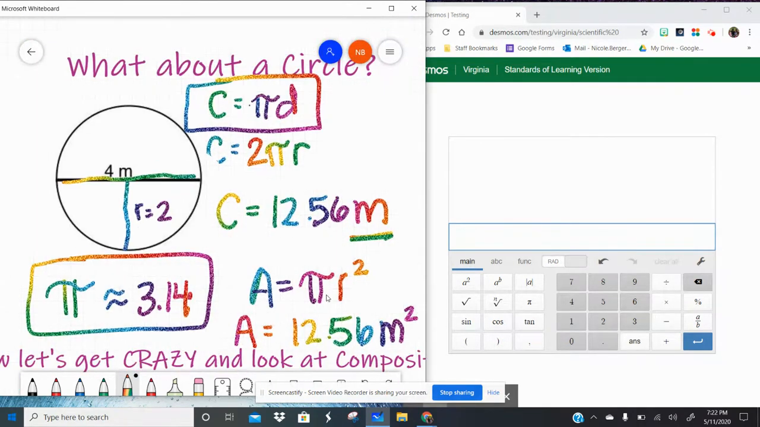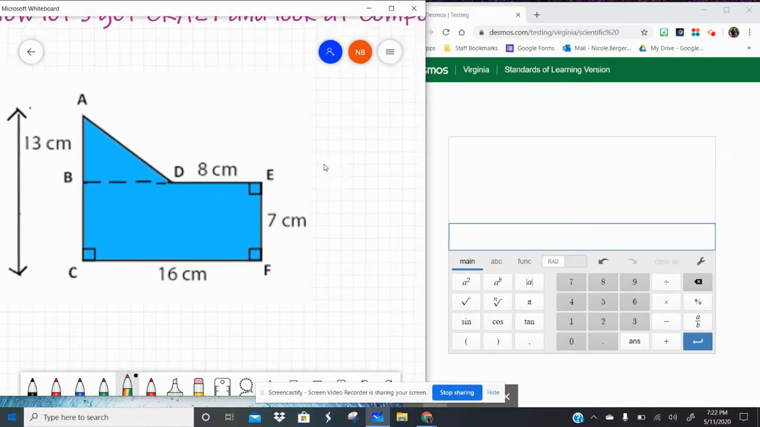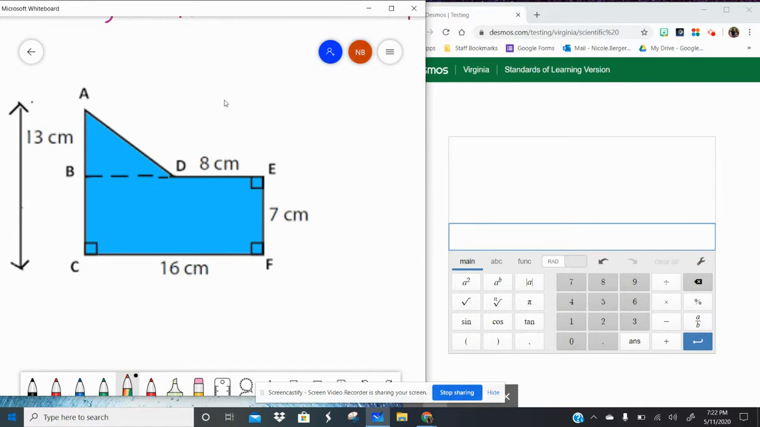So let's get down here to our first composite figure. So here's what I have, what's called a composite figure. A composite figure is a shape or a two-dimensional plane figure that's made up of different shapes combined, right? So here you can see I have a triangle and a rectangle. If I wanted to find the perimeter of the composite figure, then I just add, right? Add.